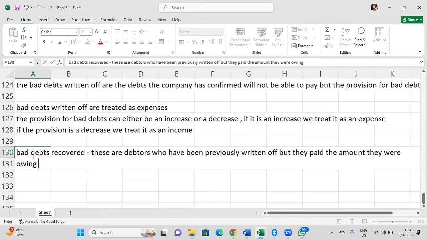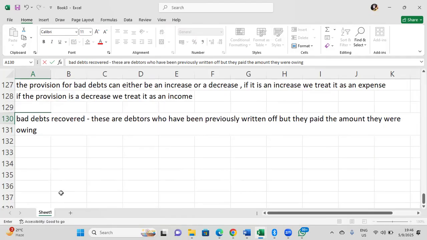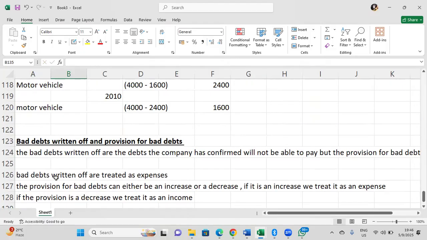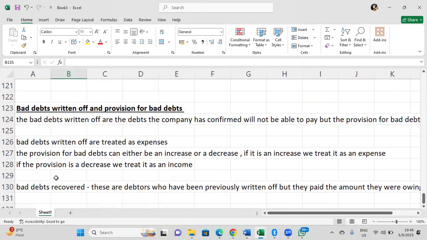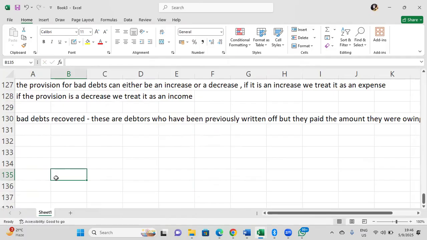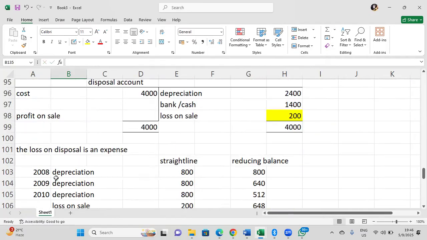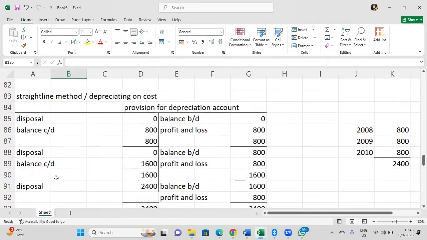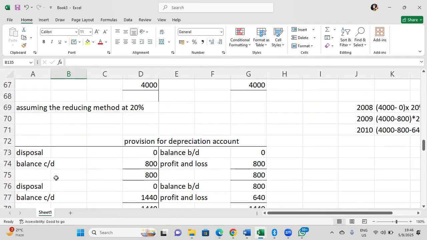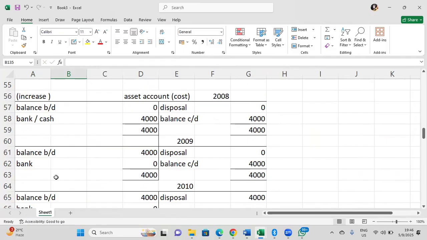So for today, I want us to end here. We have started preparing the accounts for the bad debts written off and provision for bad debts. So for now, we can go and recap the asset account, the depreciation, and the disposal accounts.